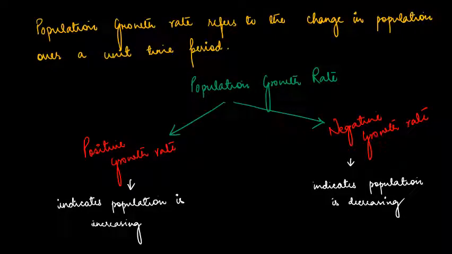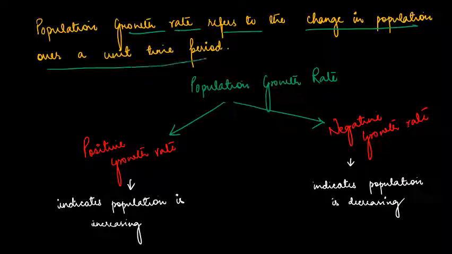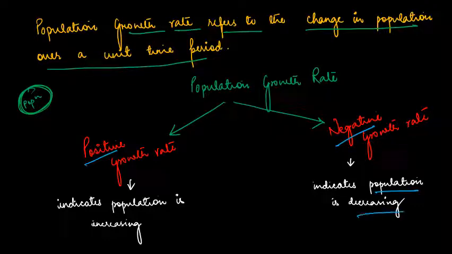Coming to population growth rate, here I have defined it. Population growth rate refers to the change in population over a unit time period. So suppose this is a population group. How this population group is changing over time is what we call population growth rate. Population growth rate can be positive and can be negative. A positive growth rate normally indicates that the population is increasing, and a negative growth rate indicates the population is decreasing, right?